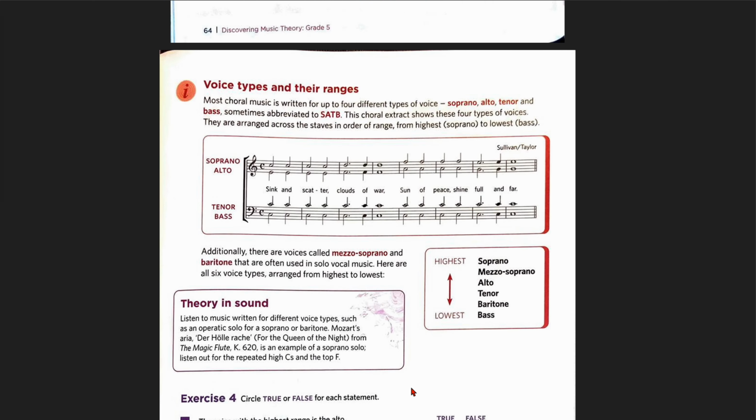Okay, so voice types and their ranges. If you're in a choir, maybe in a church or at school, you probably used soprano, mezzo soprano, alto, tenor, baritone, and bass. So these are all the additional voice types and their ranges. Soprano, alto, tenor, and bass are sometimes abbreviated as SATB. This score extract shows there are 4 types of voices that are arranged across the staves in order of range from highest soprano to lowest bass.